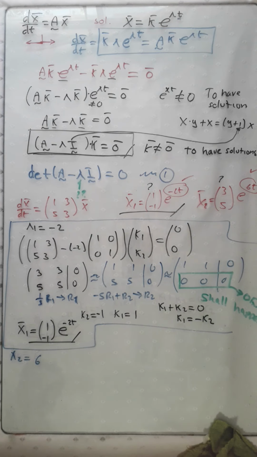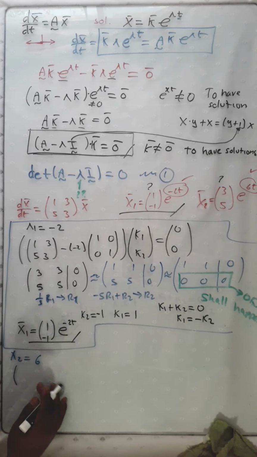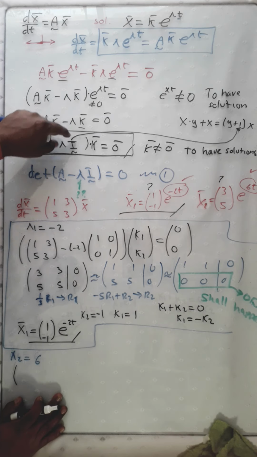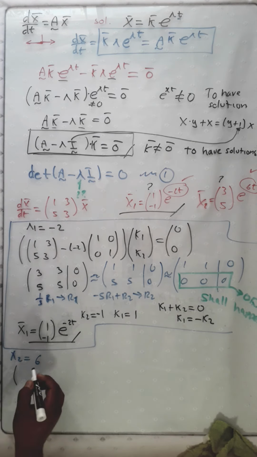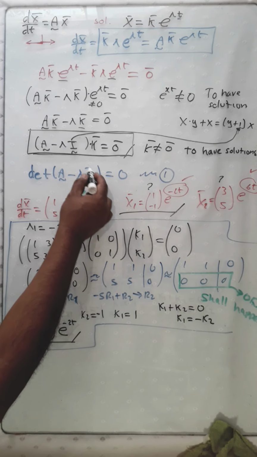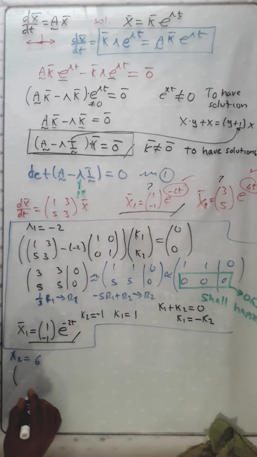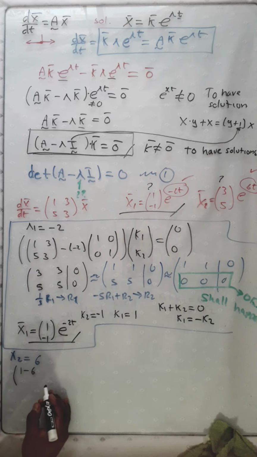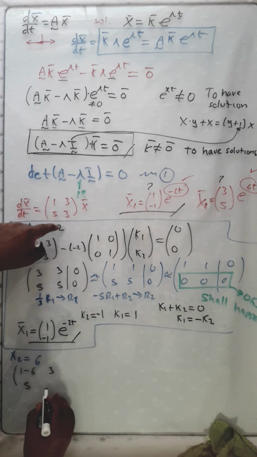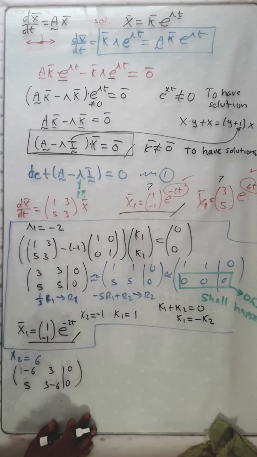I'm going to skip some steps because I don't have much space here. So what I'm going to do is replace this equation. So it's going to be the matrix A minus lambda identity matrix. So this matrix 1, 3, 5, 3, but then it's going to be affected by the value of lambda, but only in the main diagonal, and the value is going to be 6. So it's going to be 1 minus 6. The other value doesn't affect, 3, and then 5, and then 3 minus 6, and then equal to the 0 vector.